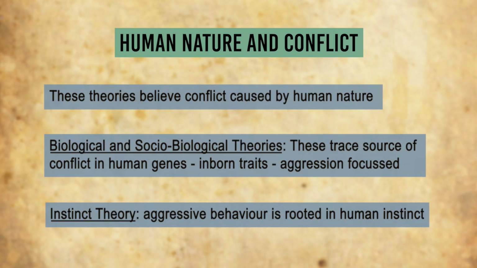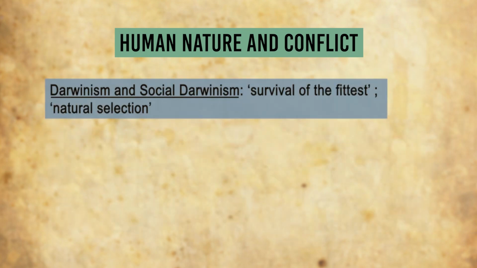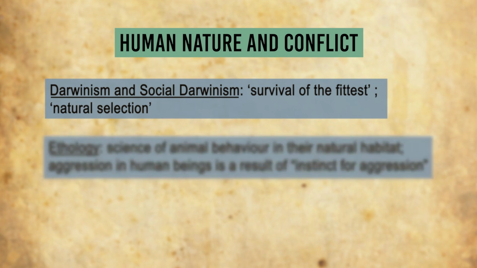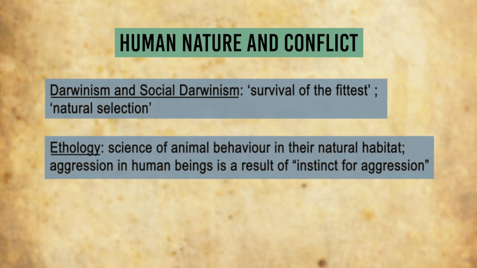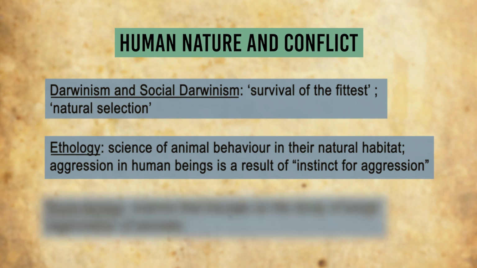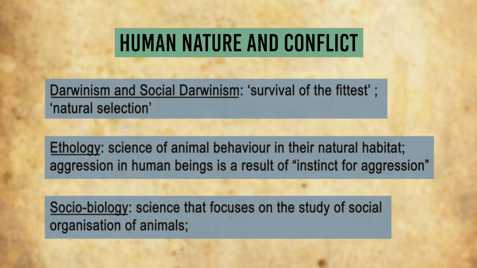In instinct theory, it says that aggressive behavior is rooted in the human instinct. Darwinism and social Darwinism talks about both survival of the fittest as well as natural selection theory. Ethology talks about the science of animal behavior in their natural habitat. Aggression in human beings is a result of instinct for aggression. That is what they argue. Next, sociobiology, the science that focuses on the study of social organization of animals.